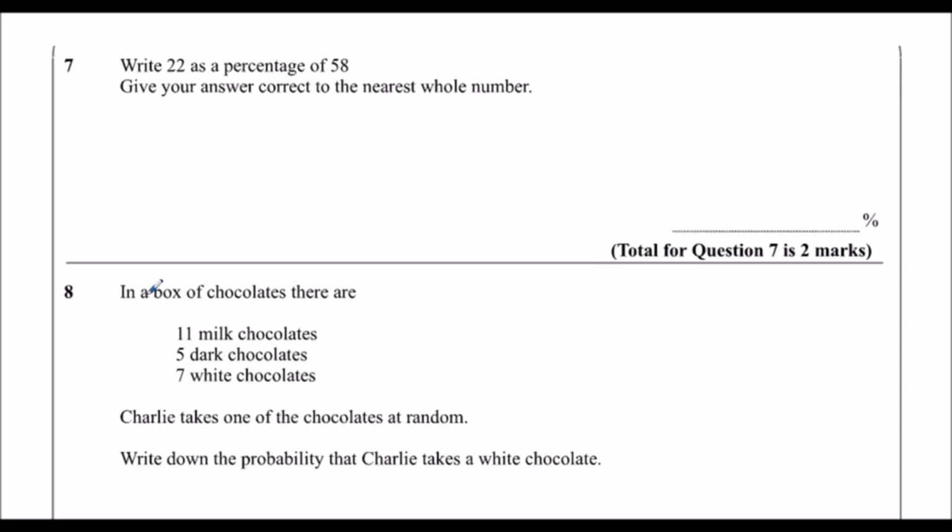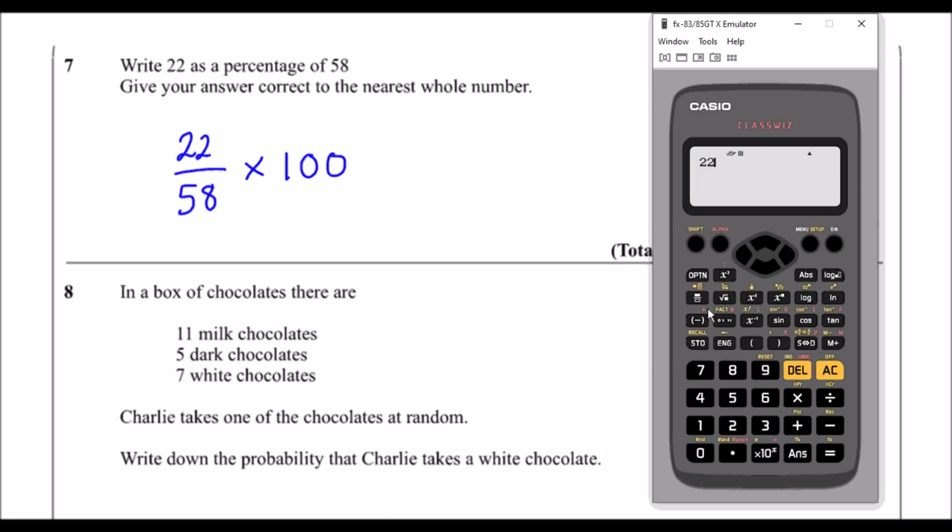Question 7. Write 22 as a percentage of 58. Give your answer correct to the nearest whole number. So 22 out of 58 as a fraction is 22 over 58, and to change it to a percentage, we times by 100. So to change a decimal or a fraction to a percentage, we times by 100. So we've got 22 58ths times 100, which is 37.9.